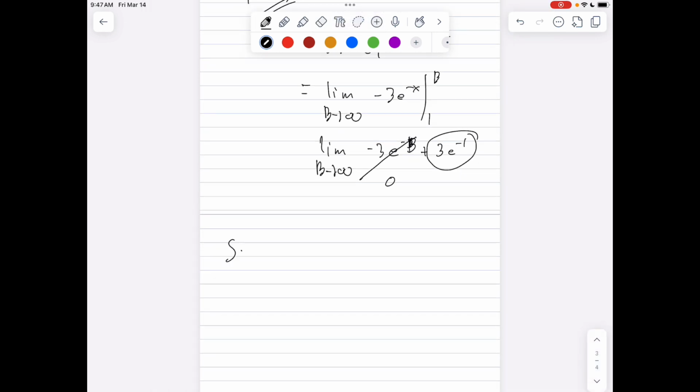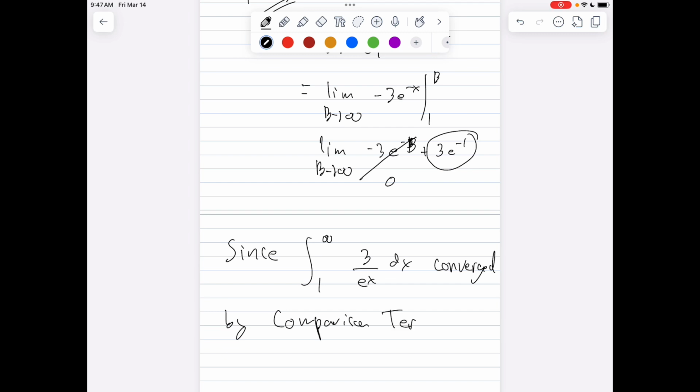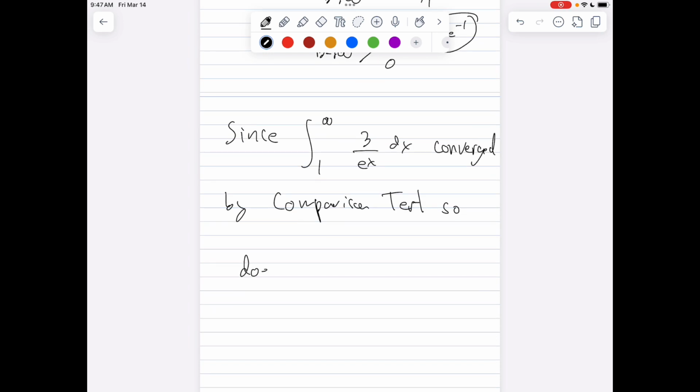And since the integral from 1 to infinity of 3 over e to the x dx converges, by the comparison test, so does the integral that goes from 1 to infinity of cosine of x plus 2 all over x to the 1/3 plus e to the x dx. That's what that theorem says. So I don't need to integrate this directly, just because a larger function converges, so does this one.